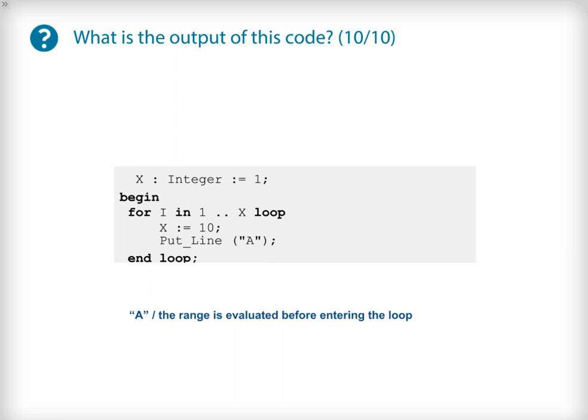The range over which a loop is iterating is computed only once when entering the loop. At this time, x equals 1, so the loop is going to iterate from 1 to 1. The fact that I'm modifying x within the loop doesn't have any impact on the loop iteration that has been computed before. So this loop will indeed only loop once, and only print A on the screen once.